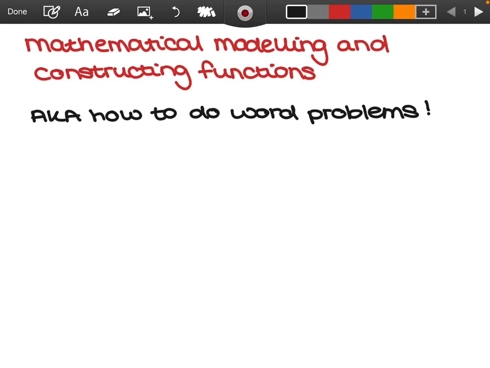In today's video, I want to look at mathematical modelling and constructing functions. This is basically the chapter that looks at word problems. And I know word problems normally aren't people's favourite, but there are a ton of examples in the textbook that I highly encourage you to go ahead and look through. I've picked 3 of them here to go through, but like I said, there's a ton more in the textbook.